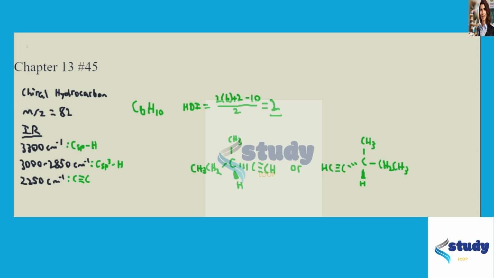And that's the way to approach this problem. We just need to realize that we're given lots of information and how to use that information. And again, I would always start with the m/z, figure out a formula, get the HDI for that formula, and then look at spectral information and see what you can piece together from that. And then use that to assemble the molecule. And that's the answer to Chapter 13, problem number 45.